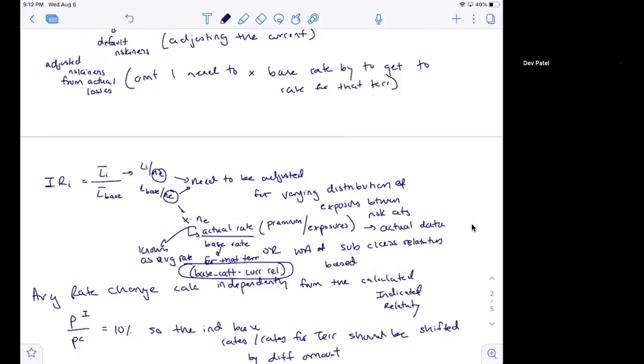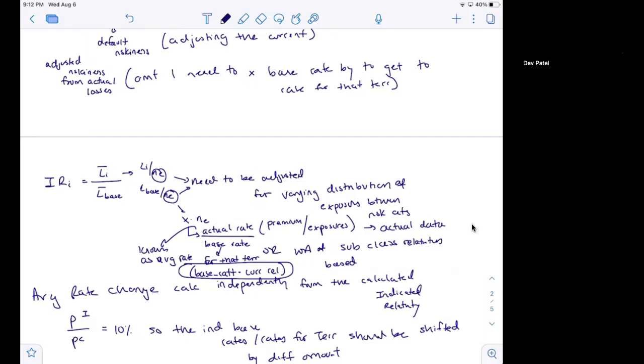the base class. Now this isn't just the number of exposures. You have to adjust the number of exposures by a certain amount, and this is because we have to take into account the varying distribution of exposures between different risk categories. So you can't just do the loss amount over the number of exposures and the base loss amount over the number of exposures. You have to adjust the number of exposures.